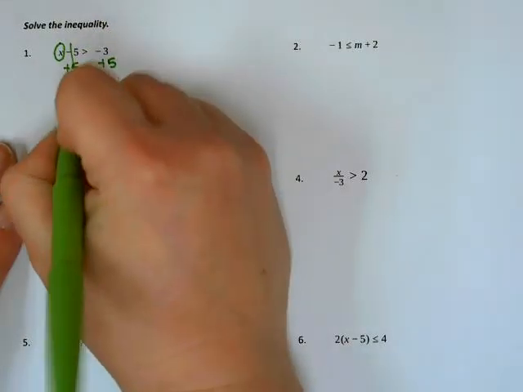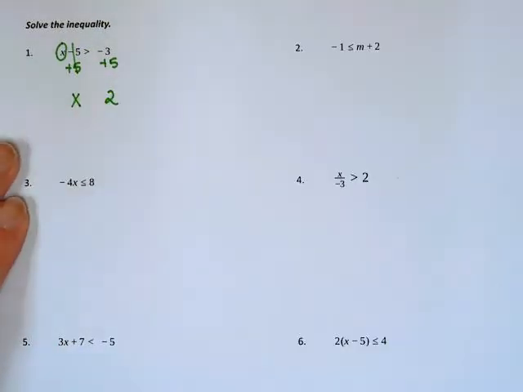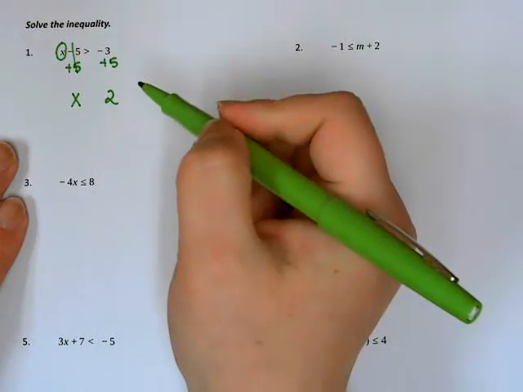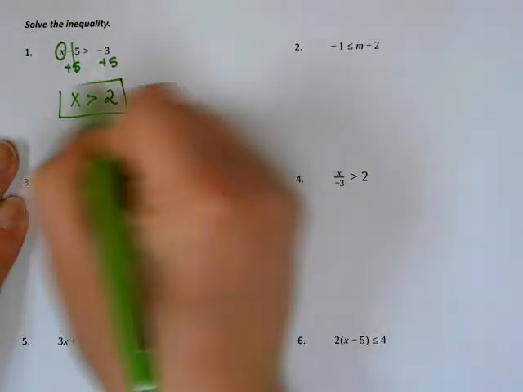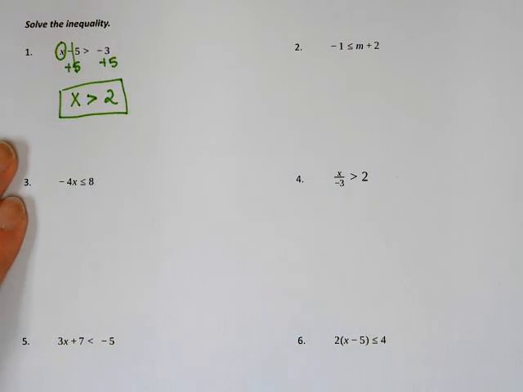When I do that, I have x, I have 2, and I didn't multiply or divide by a negative number, so my inequality symbol stays the same. I get x is greater than 2. And that's it. You're just using inverse operations exactly like we did with equations.